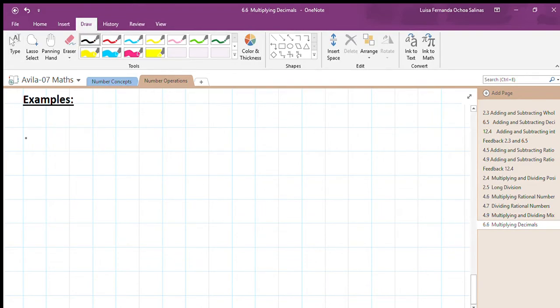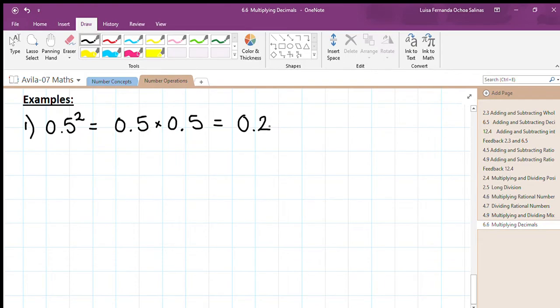Perfect. So example number 1. Let's do 0.5 to the power of 2. So we know that this one is going to be 0.5 times 0.5, which is going to be equal to 0.25 or 25 hundredths. How do I know that? 2 decimal places in the problem, 2 decimal places in the answer. Okay, let's do another one.